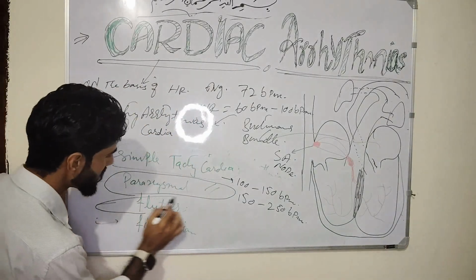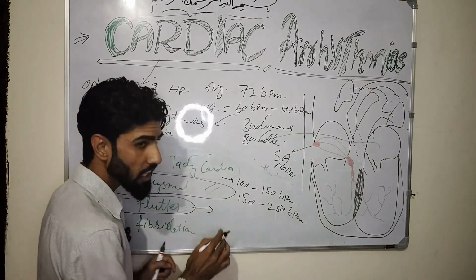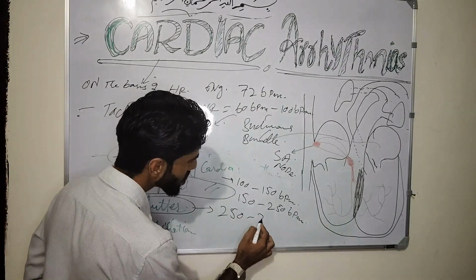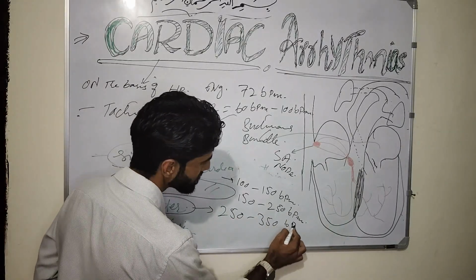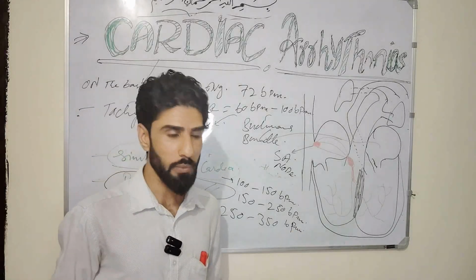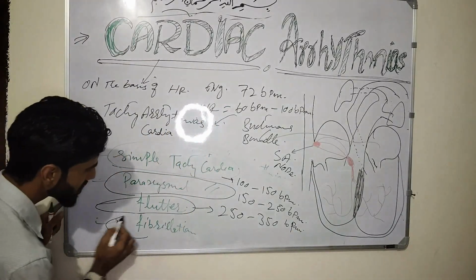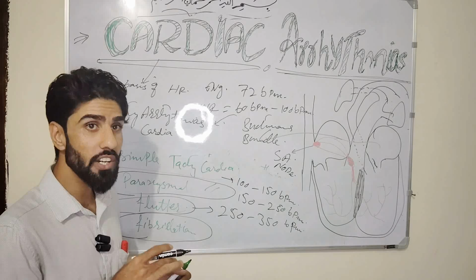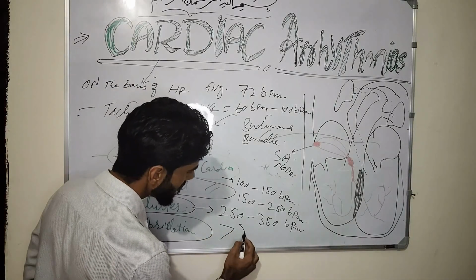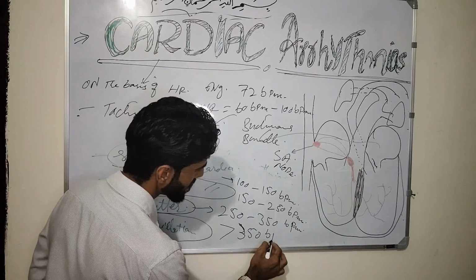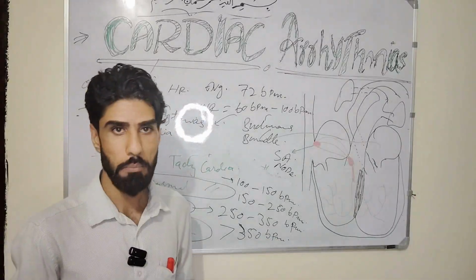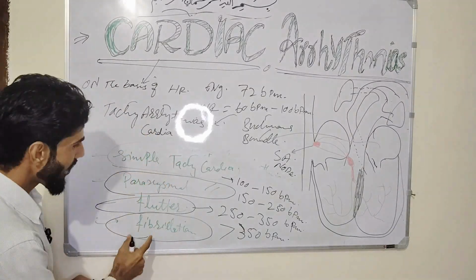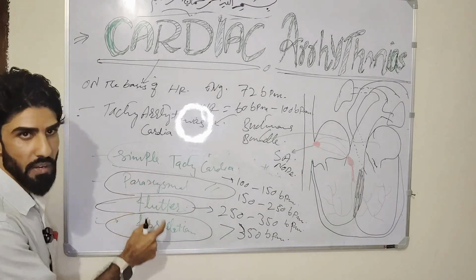The third condition is flutter, when the heart rate goes beyond 250, between 250 and 350 beats per minute. But for unfortunate patients who have fibrillation, the heart rate goes more than 350 beats per minute. I hope all of you understood the tachyarrhythmias and their types.